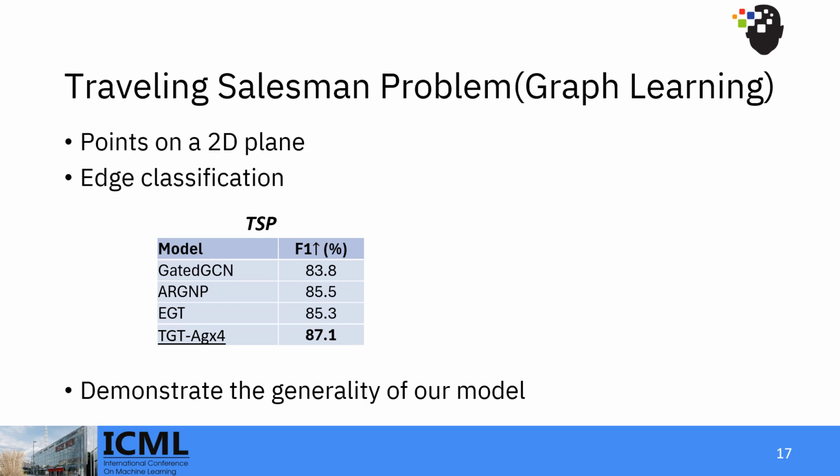Looking at the results table, the baseline GNN, Gated GCN, achieves an F1 score of 83.8%. ARGNP, a more recent model, improves on this with 85.5%. Our previous work, EGT, performs similarly. However, our new TGT-AG-X4 model significantly outperforms these with an F1 score of 87.1%. This is a substantial improvement over the previous state-of-the-art. The X4 indicates that we're using 4 repeated layers with shared parameters. These results demonstrate the generality of our model.